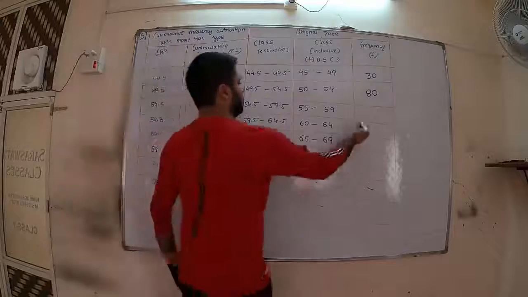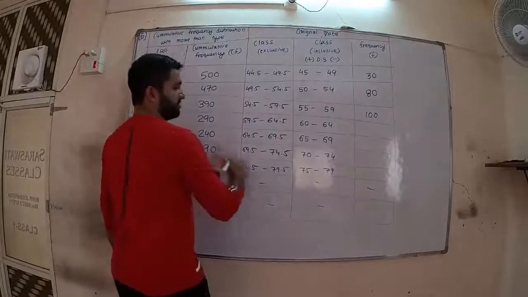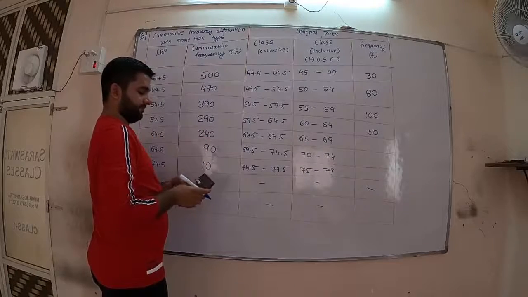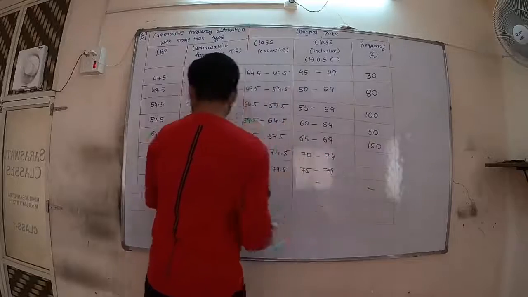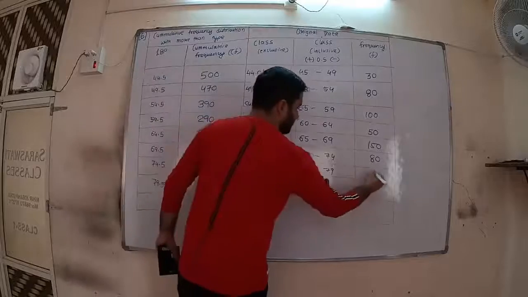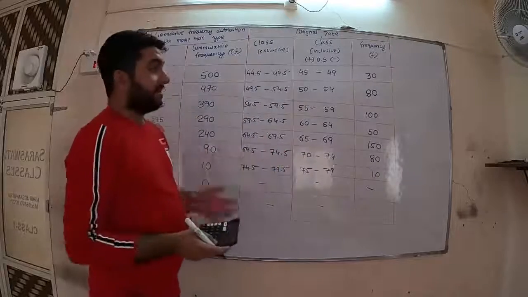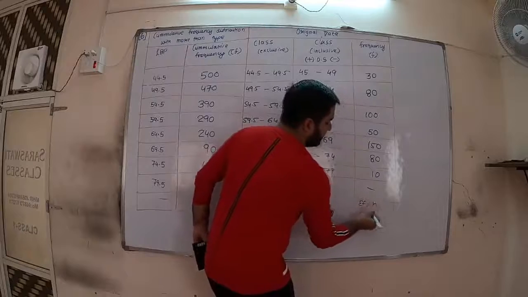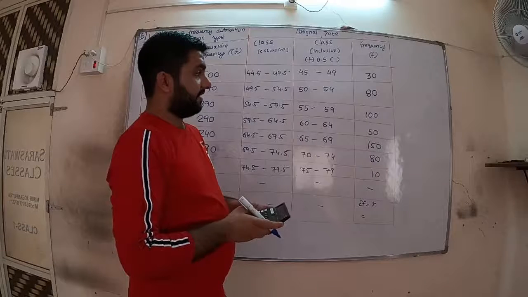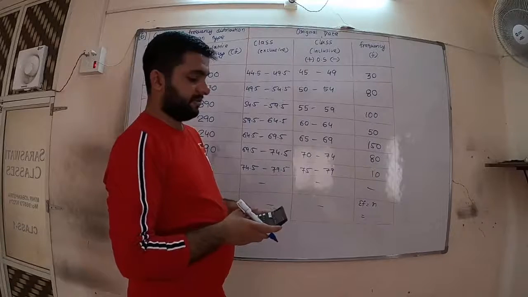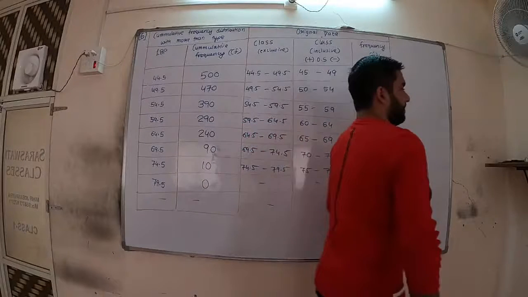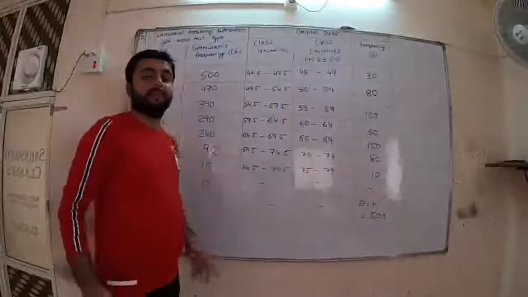Then 390 minus 290, 100. 290 minus 240, 50. 240 minus 90, 150. 90 minus 10, 80. 10 minus 0 is 10. Now 0 is there, so nothing more. Now this total should be 500. Why 500? Because the highest value is 500 and it is at the top. 30, 80, 100, 50, 150, 80, 10, this makes 500. Somewhat easy but somewhat difficult to understand.